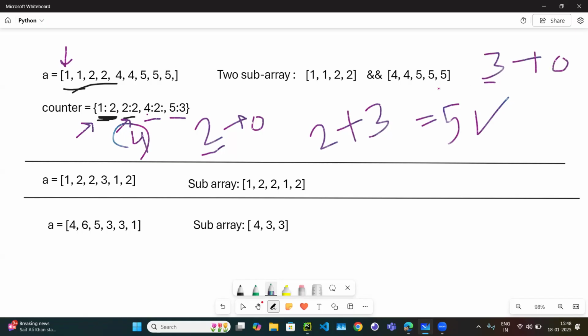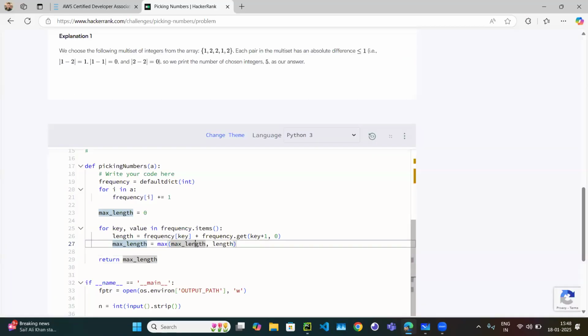So 3. So only this subarray of length 3. Is it greater than the previous max length? No. So the maximum length is 5. All right, because we don't need to return the array. We just need to return the maximum length. So the maximum length is 5.